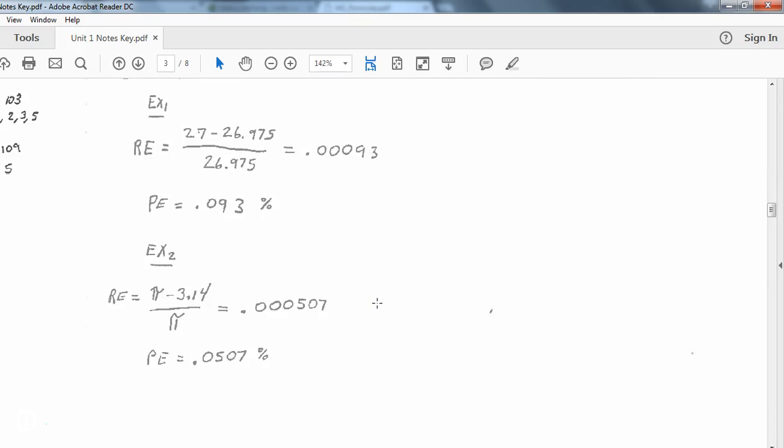If we were to continue on, here's what the entire process would look like. So we started out by subtracting to get the absolute error. We then divide it by the exact value to get the relative error. And then if you do your relative error times 100, you get percent error. And this is what our answer should look like appropriately to 3 sig figs.